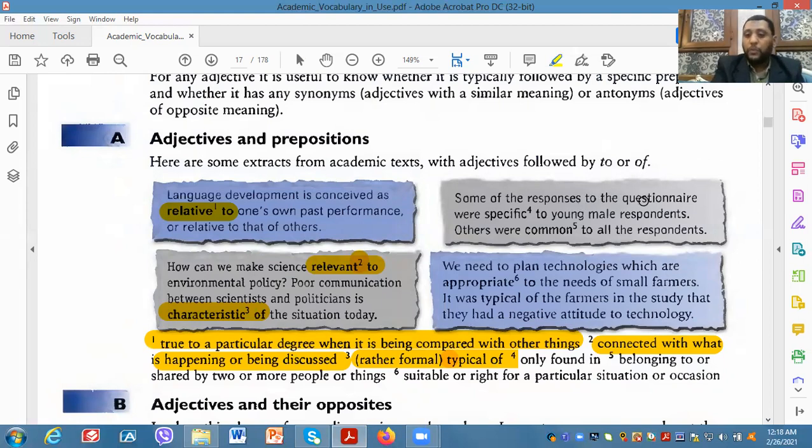So some of the responses to the questionnaire were specific to young respondents. So it means the questionnaire has two parts. Let's put it in this way. The first part was mainly for young respondents, and the second part of the questionnaire was common to all the respondents. Young male respondents. So the first part is specifically for the ones who are between, let's say, 18 and 25, young, and should be male and not female respondents.